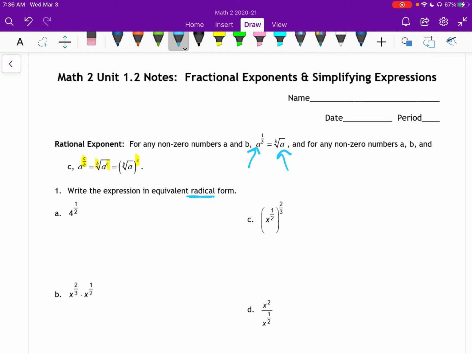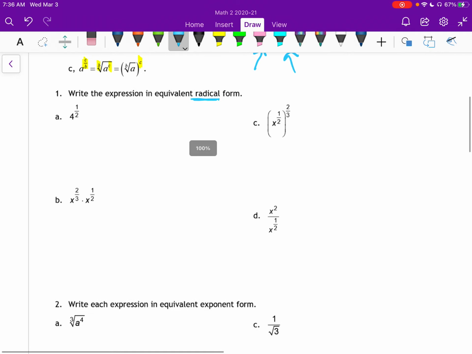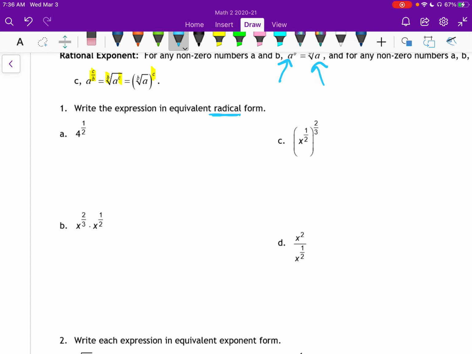So let's look at this. Number one, for starters, on some of these, we're going to need to simplify them to where the variable is only written once using our exponent rules. For a, we won't have to do that. 4 to the 1 over 2. This is going to become a root, and the 2 will be our root. It'll be the number that our root takes. So it'll be the 2 root of 4, which is just the square root, right? The square root's special. It doesn't have to have a number there. The square root of 4 is 2.